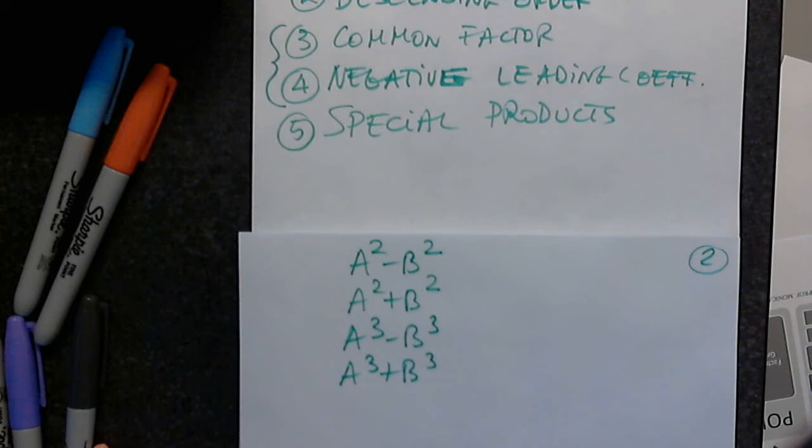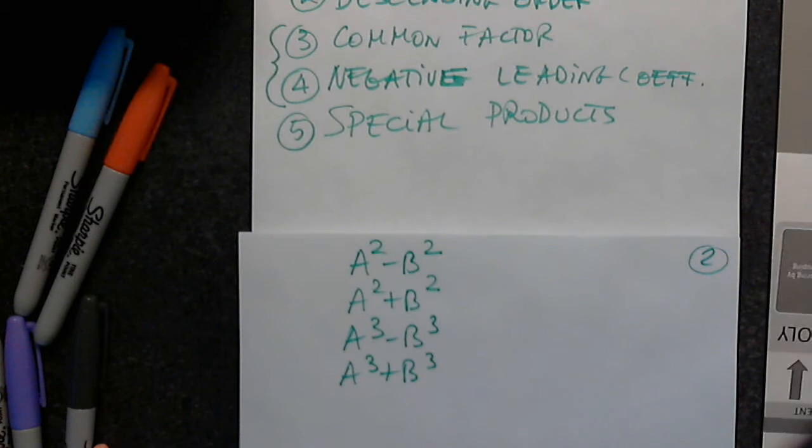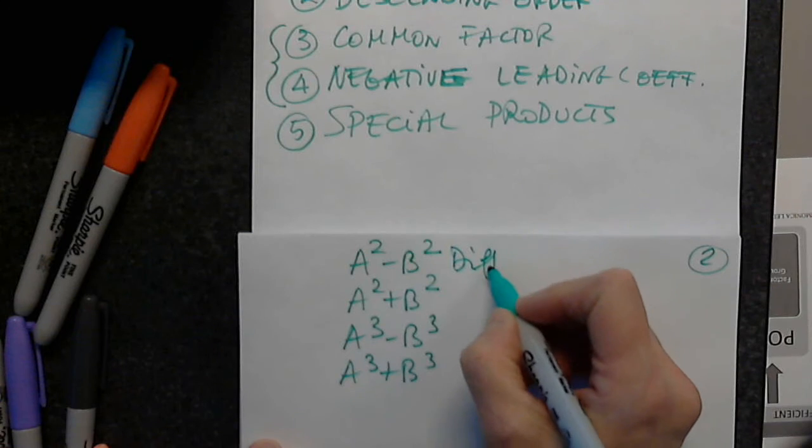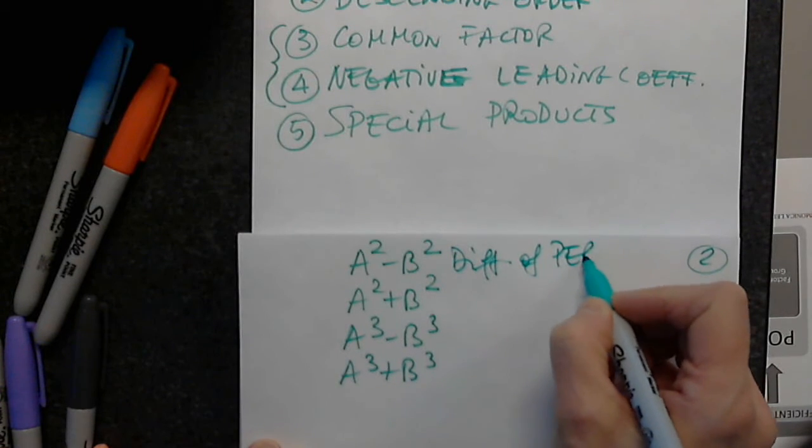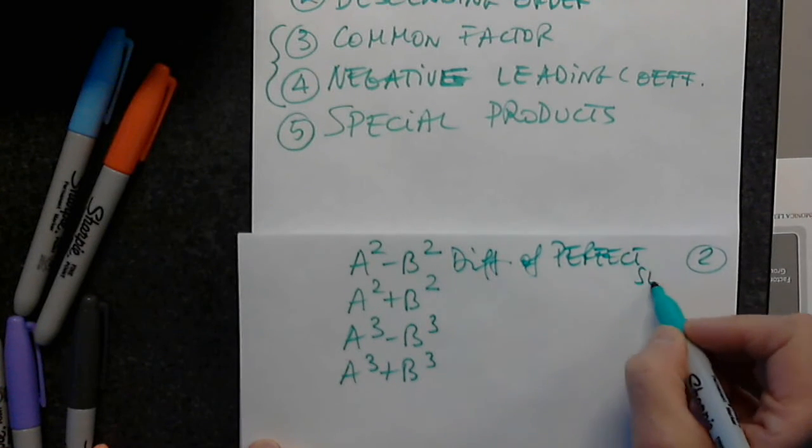So let's go to the first one. What do you think the name of the first one is? It's a difference of 2 terms squared. Perfect squares. Okay, perfect. I'm going to write that down for you, with you. So difference of perfect squares.